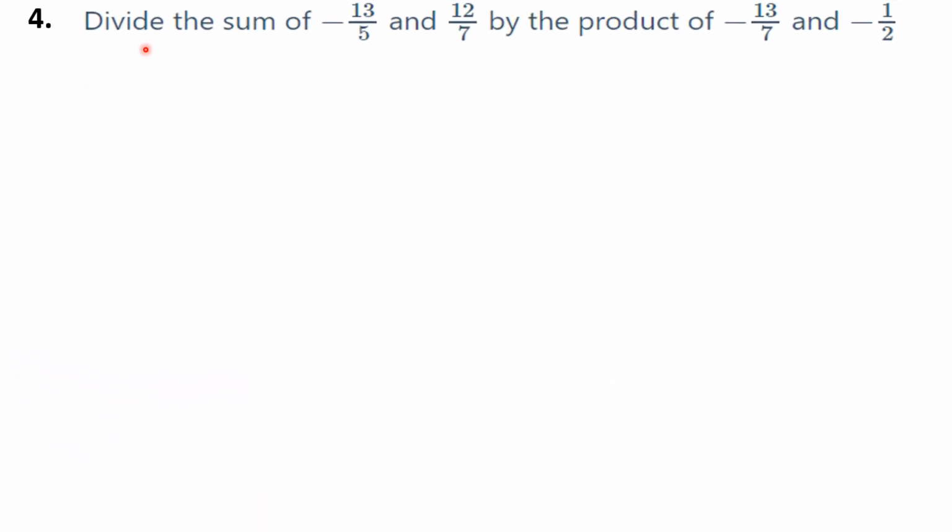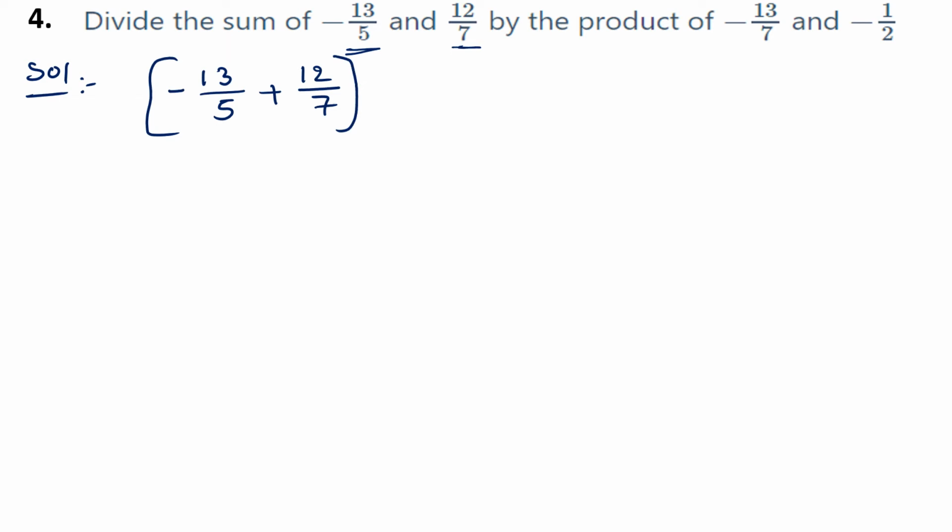Question number 4. Divide the sum of minus 13 by 5 and 12 by 7 by the product of minus 13 by 7 and minus 1 by 2. So let us write the solution here. They gave the sum of minus 13 by 5 and 12 by 7. Let us write minus 13 by 5. Sum means it should be plus. So that is 12 by 7. Minus 13 by 5 plus 12 by 7.